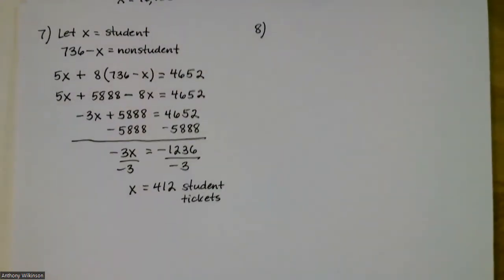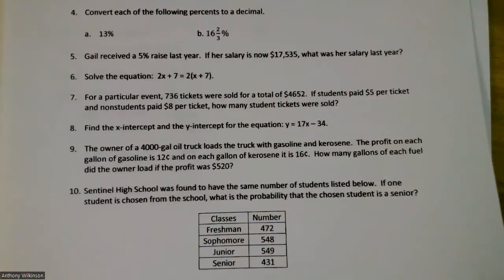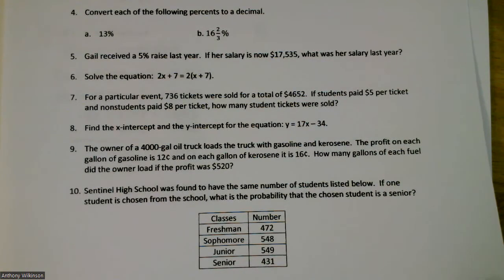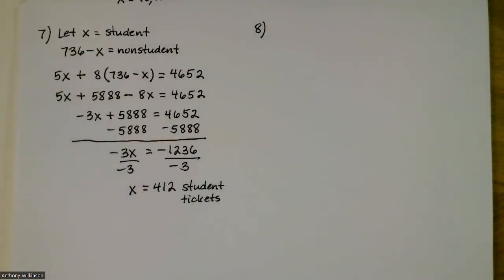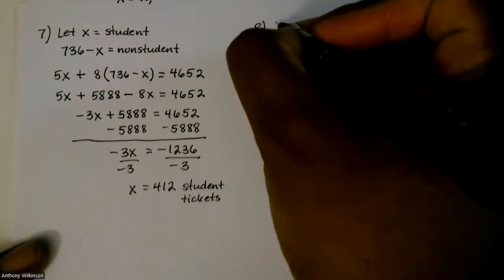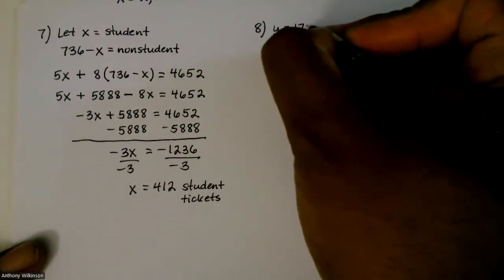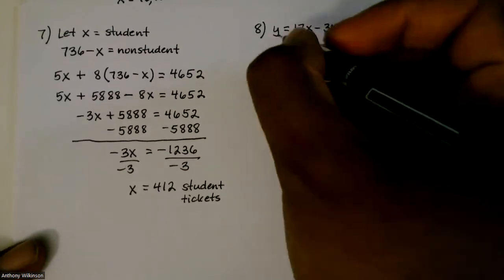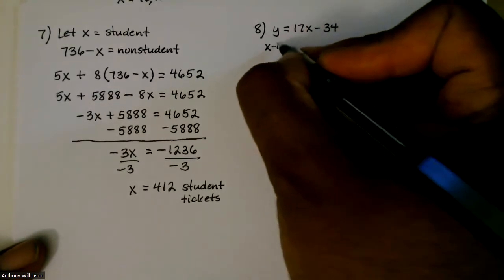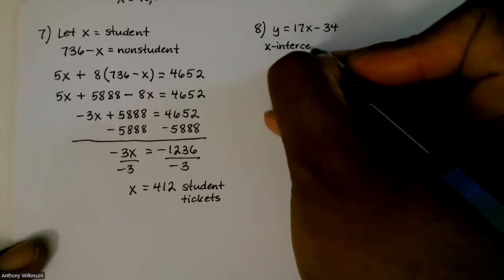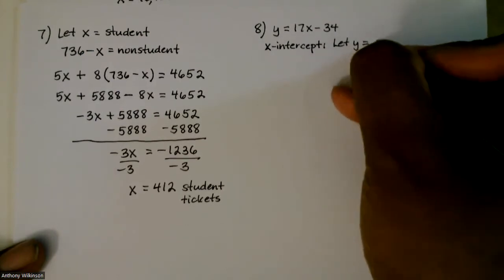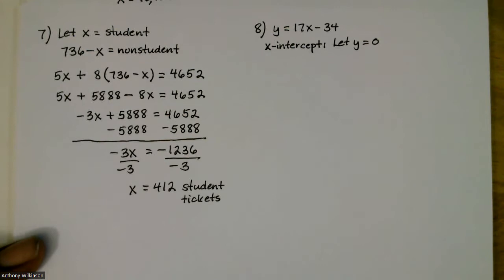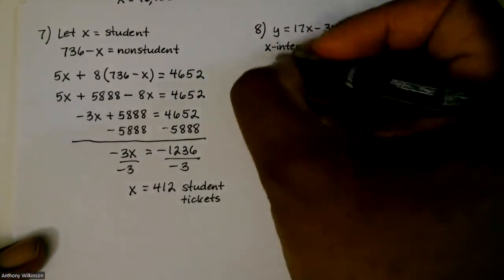All right, number 8 is finding the X-intercept and the Y-intercept for the equation Y is equal to 17X minus 34. So our equation in this case is Y is equal to 17X minus 34. And we're going to find first the X-intercept. You always, in this case, let Y equal 0 and solve for X when you're finding the X-intercept. So here we're going to let this Y be equal to 0.